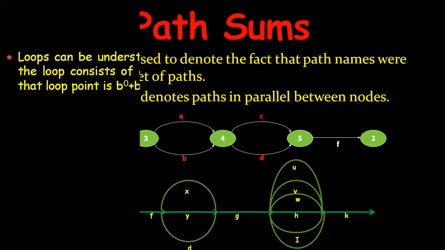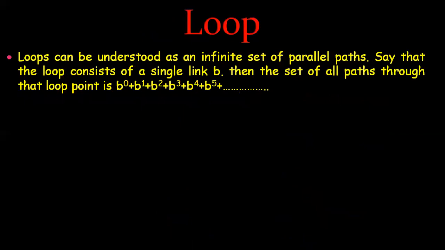Now let us see loops. Loops can be understood as an infinite set of parallel paths. Say the loop consists of a single link B, then the set of all paths through that loop can be B power 0, that is no B's, so we are not going to enter that loop, or it can be a single loop, double loop, triple loop, four loops. So it is B power 1, B square, B cube, B4, B5. But it cannot be an infinite loop, it should end at some position.